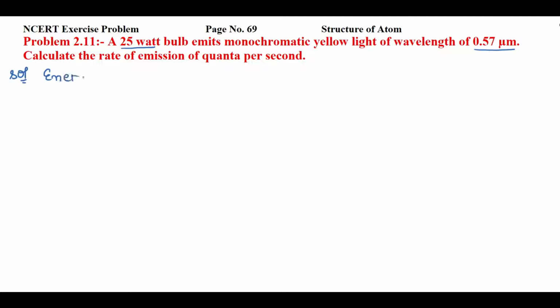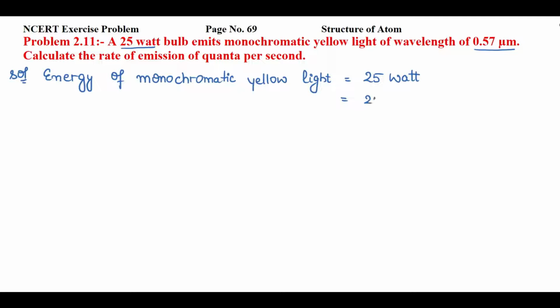So energy of monochromatic yellow light is equal to 25 watt. That means 25 joule per second energy is emitted by this monochromatic yellow light. 1 watt is equal to 1 joule per second, right? Now we have to find the energy of one photon. Then we can find the number of photons emitted per second, right?